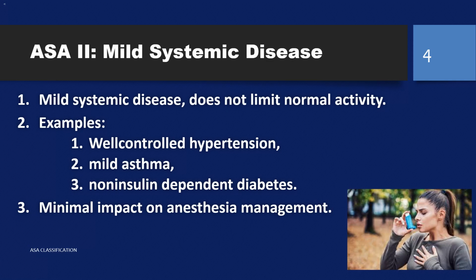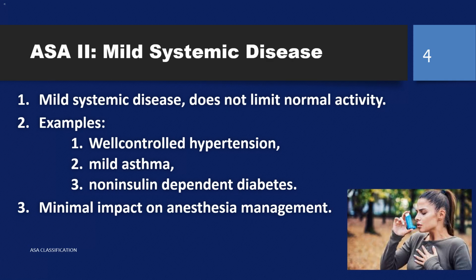ASA 2. Mild systemic disease. 1. Definition. 1. Mild systemic disease. Patients with mild systemic disease that is well controlled and does not significantly impact daily life. 2. Does not limit normal activity. Patients in this category are able to perform normal activities without significant limitations.